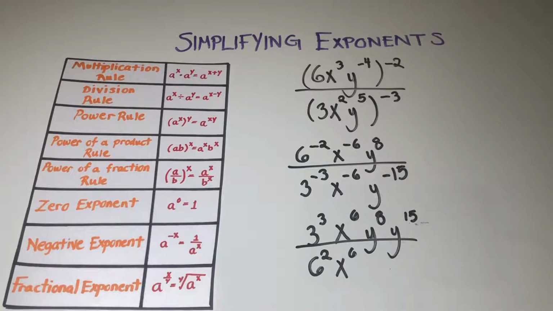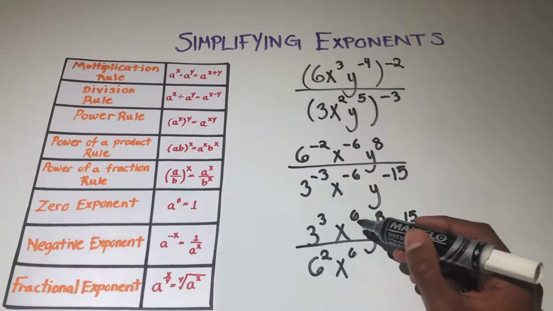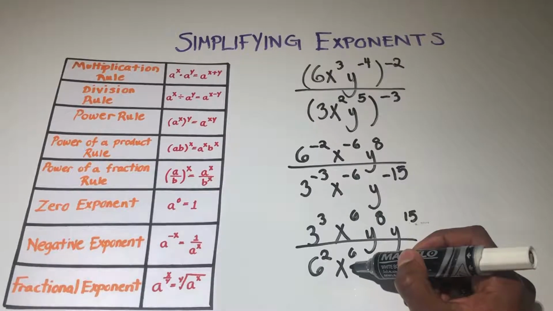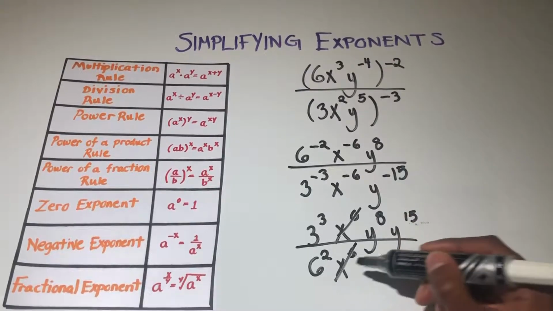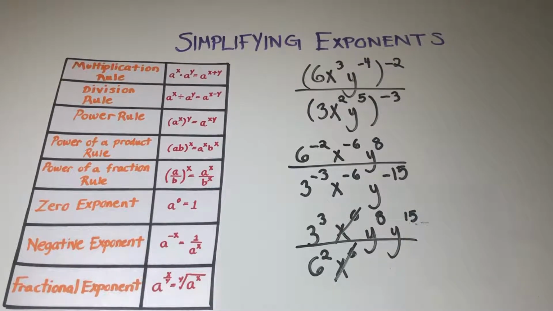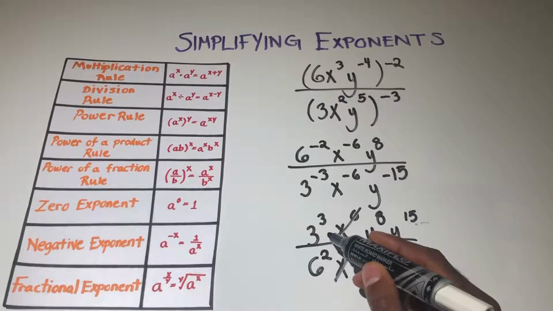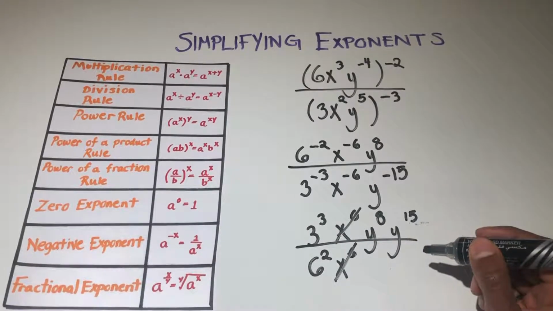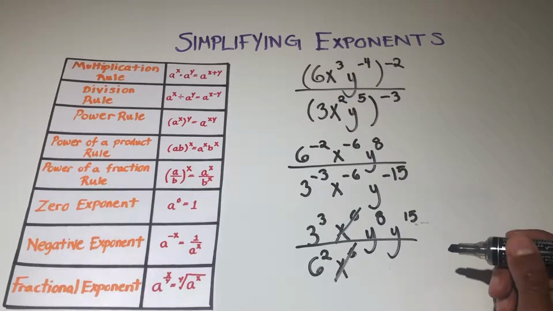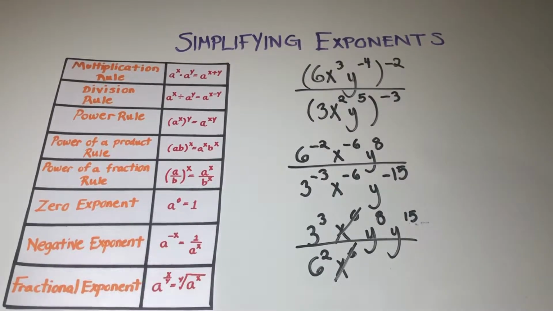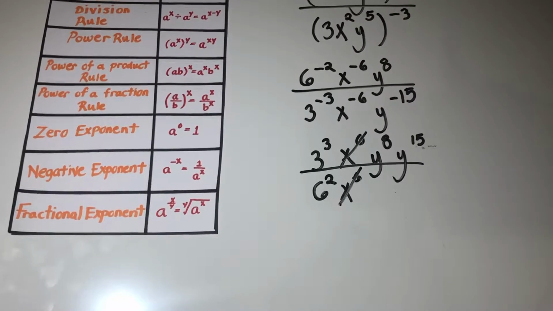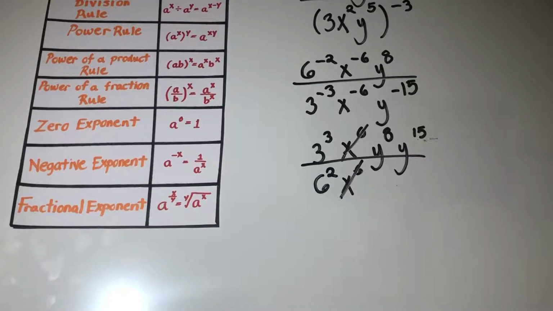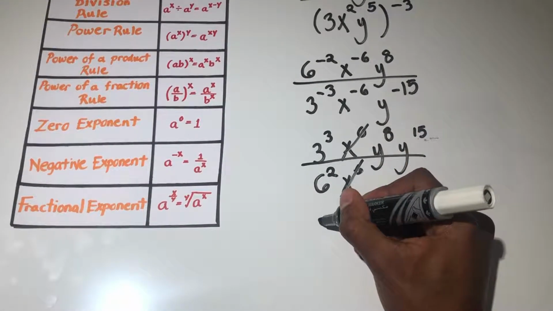Now simplifying this even further, notice how x to the power of 6 can cancel with the x to the power of 6 in the denominator. So we can just cancel that. Simplifying 3 to the power of 3. 3 to the power of 3 is going to give us 27. Let me go ahead and tilt the camera a little bit.